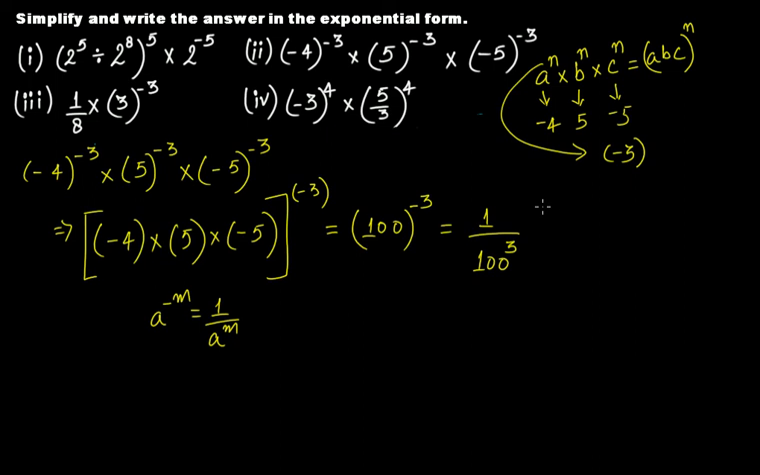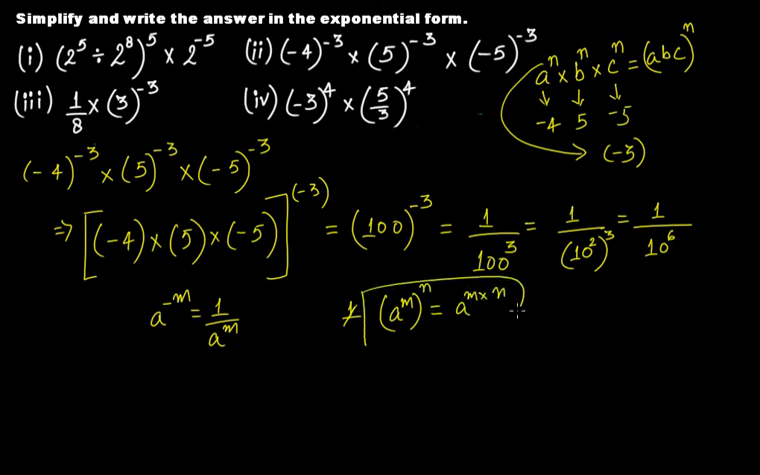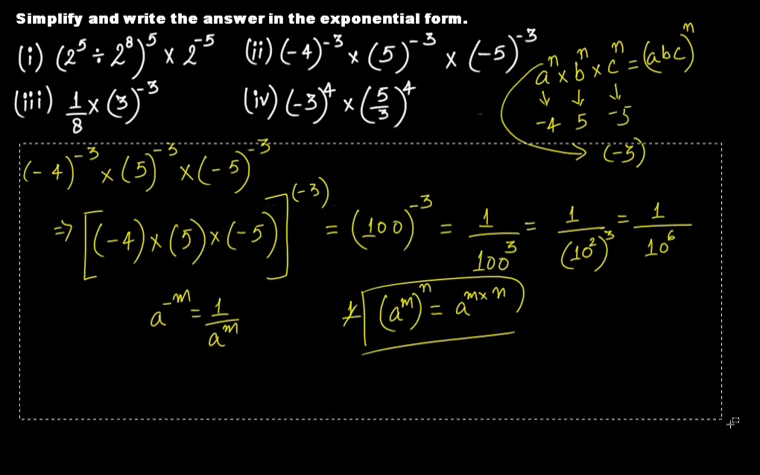Right? So now you can write it as 1 by 10. This is 100, so 10 raised to the power of 2, and this is raised to the power of 3. This can be written as 1 by 10 raised to the power of 2 multiplied by 3, that is 6. Why? Because it's of the form a raised to the power of m, the whole raised to the power of n, that is equal to a raised to the power of m multiplied by n. Using this law, you can write it like this. Okay, now let's solve this third one.